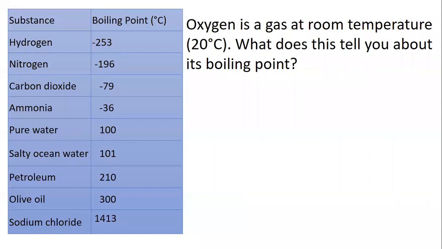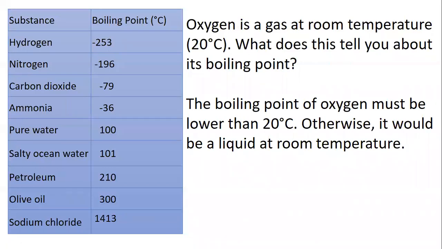Let's look at another one. Oxygen is a gas at room temperature, about 20 degrees Celsius. What does that tell you about its boiling point? Oxygen is not listed on the table, but several other gases are. The boiling point of oxygen must be lower than 20 degrees Celsius. Otherwise, it would be a liquid at room temperature.